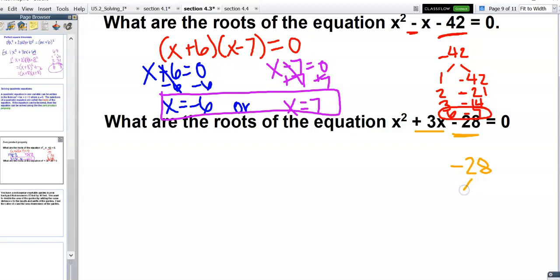So always start off your list with the number 1, or for us, negative 1. You have negative 2 and 14. And we have negative 4, positive 7. And it looks like that's the pair that will add up to make 3. Negative 4 and 7.